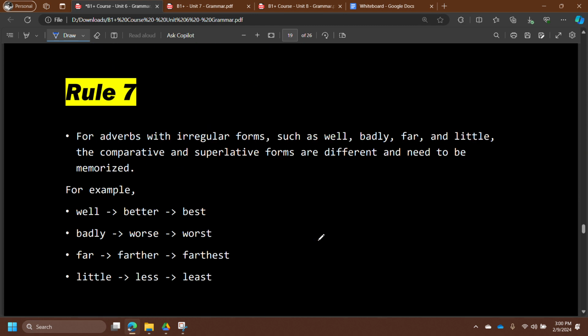Okay. Rule 7, for adverbs with irregular forms such as well, badly, far, and little, the comparative and superlative forms are different and need to be memorized once again. For example, well, better, best, badly, worse and worst, far, farther and farthest, or further and furthest, which is much better for adverbs, by the way, and little becomes less and least. Okay?